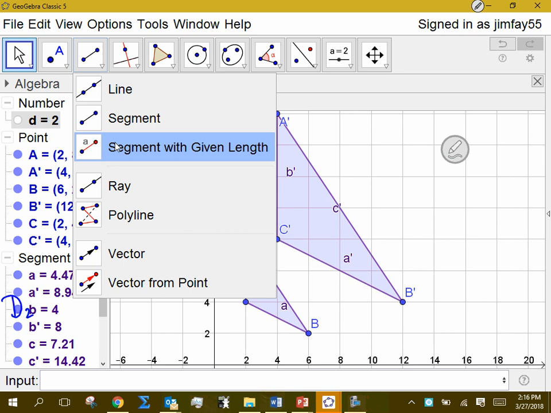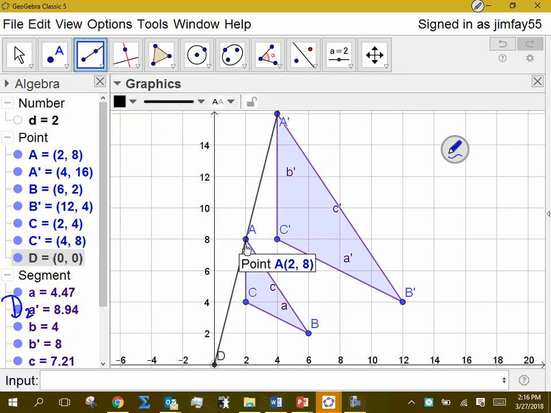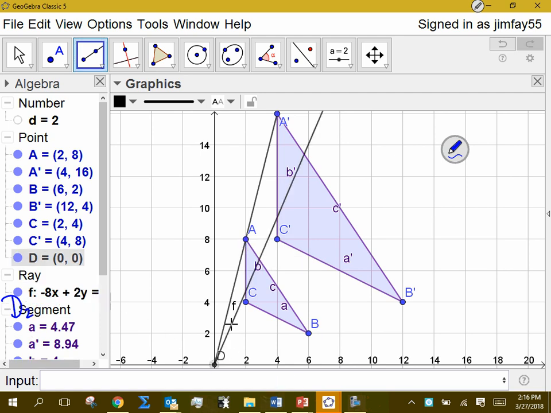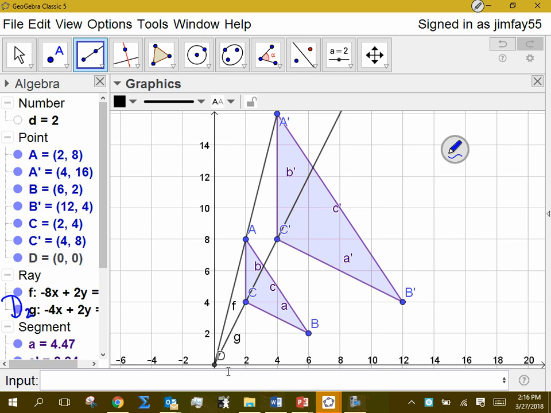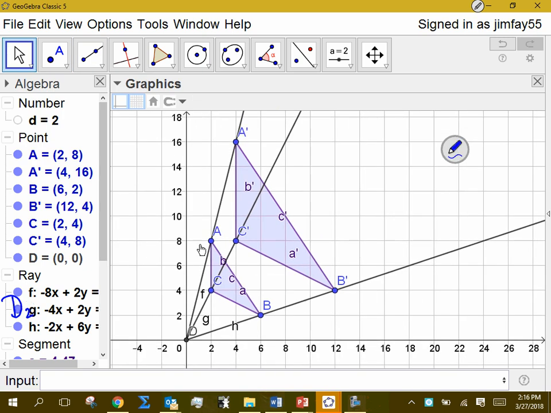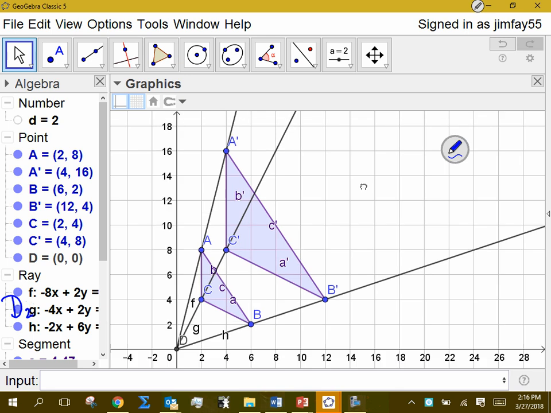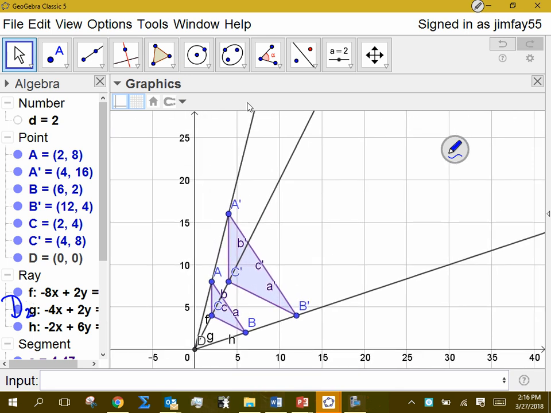If I start with a ray at 0, 0, and it goes through A, where else is it going to go through? A prime. If I go at 0, 0, go through C, where's it going to go through? C prime. And then D through B, B prime. Okay? And every single triangle that is going to be similar is going to be a triangle with its endpoints or its vertices on those 3 rays. Does that make sense? Okay.